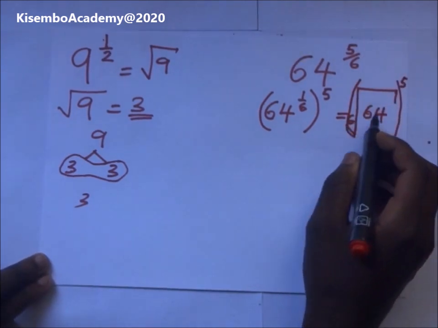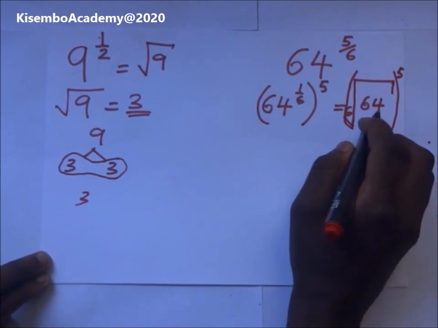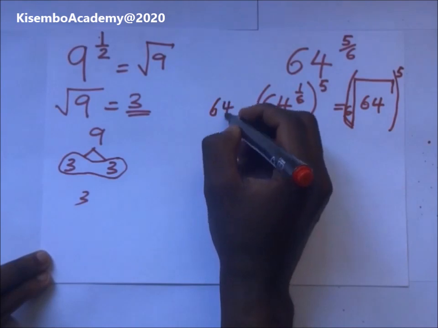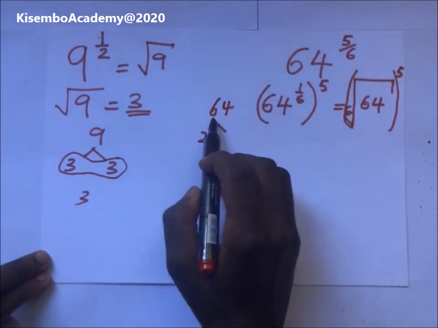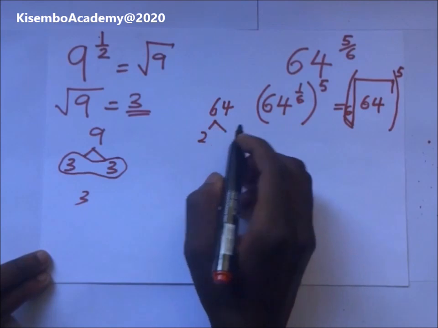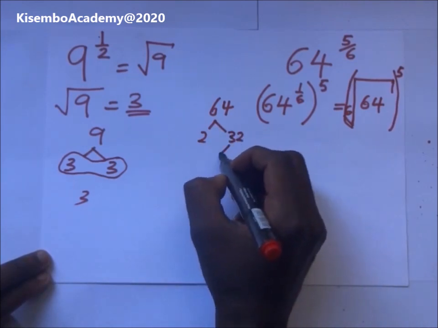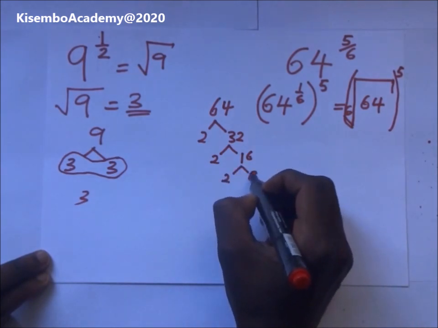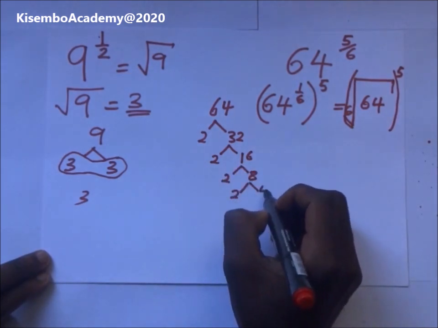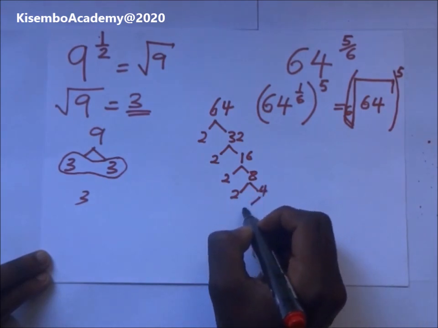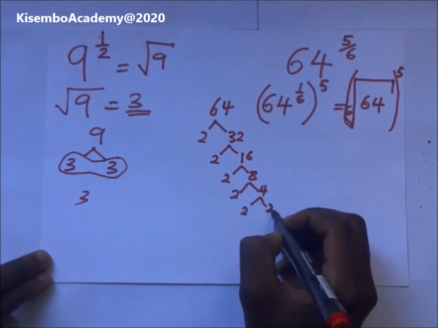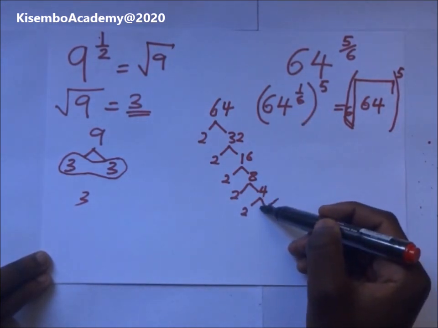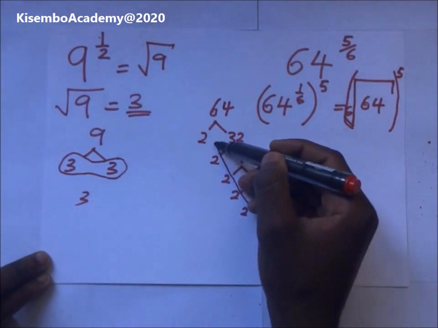So what's the 6th root of 64? Again, you can use your calculator to get it directly, or we factorize it out. Prime factorize. So if you look at 64 divided by 2, we'll get 32. By 2 we shall get 16. By 2 we shall get 8. By 2 we get 4. By 2 we shall get 2. And now, since we are looking for the 6th root, it means we are going to group these factors into groups of 6.